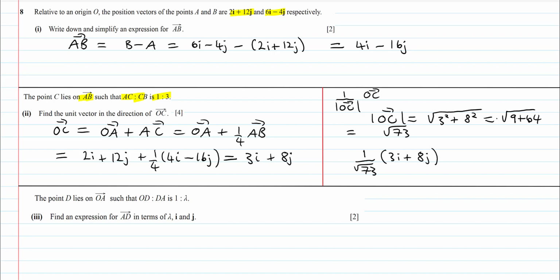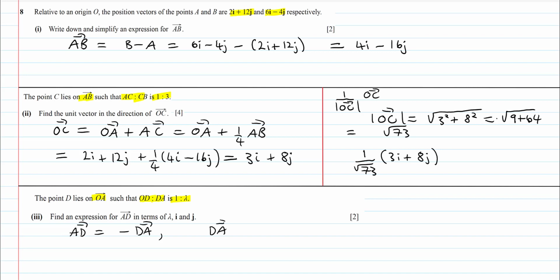For part 3, the point D lies on OA such that the ratio OD to DA is 1 to lambda. So that means the vector OA is split up into 1 plus lambda parts, and lambda of those parts is DA. What we know is AD is going to equal negative DA. So let's first work out DA in terms of lambda.